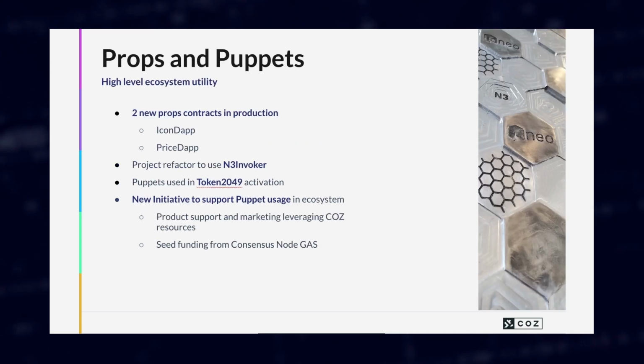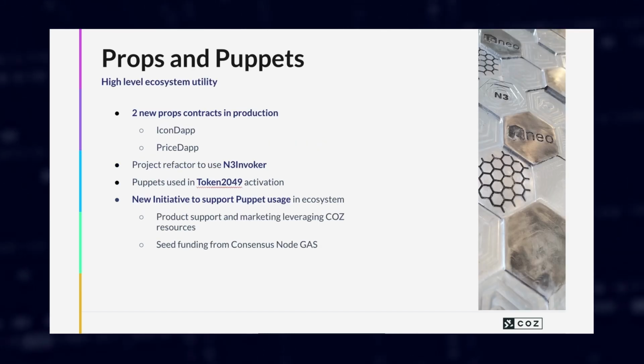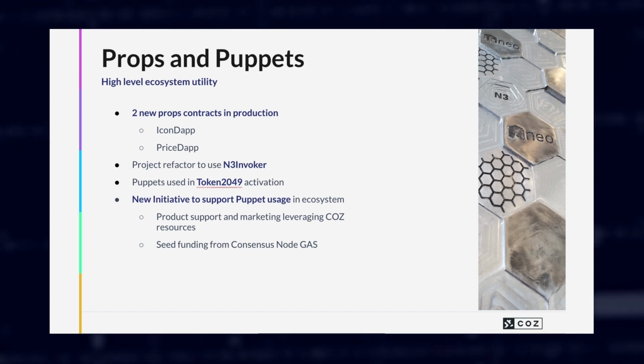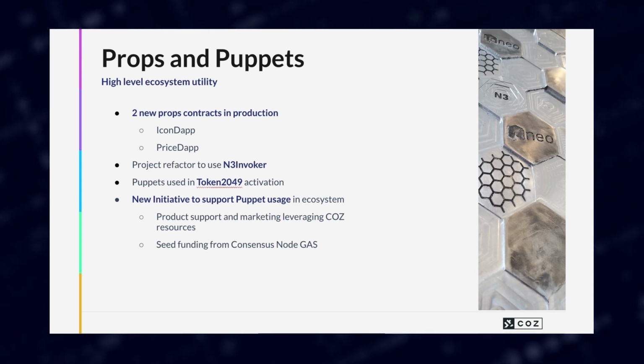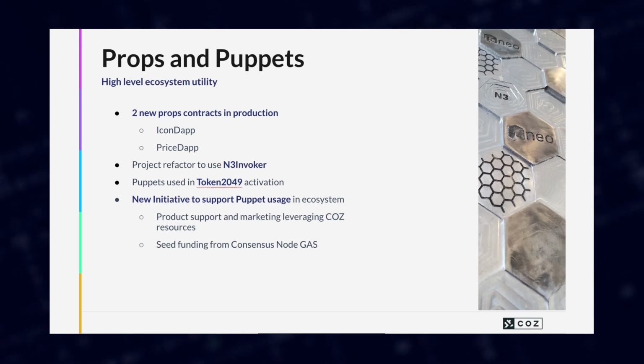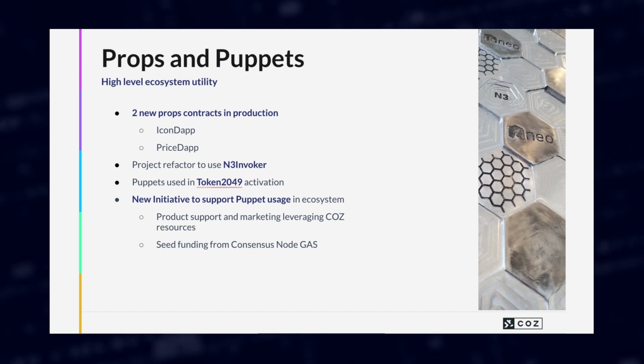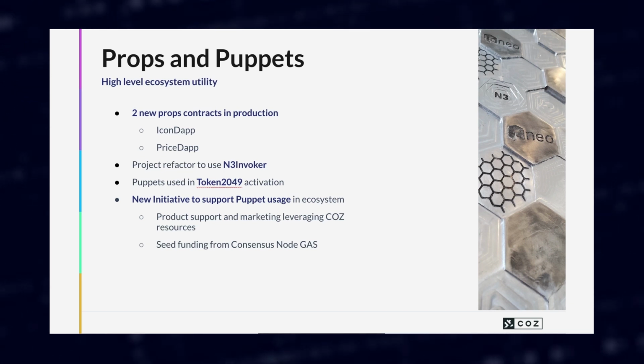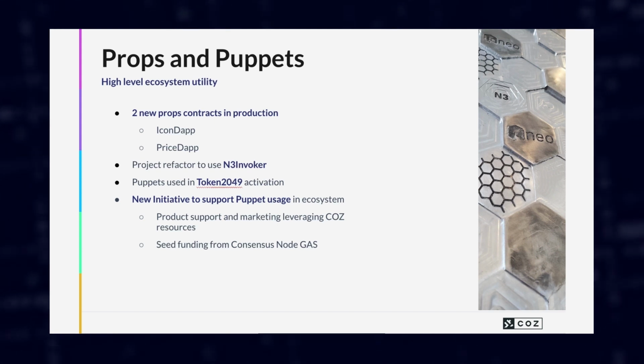Regarding props and puppets, we have 2 new props contracts in production. We have an icon DApp and a price DApp. These are both being used currently in our products. We also refactored the props project to use the N3 Invoker. We have not cut the release yet, but it's a significant improvement. I think in the near future, we'll also be incorporating CPM use there as well.